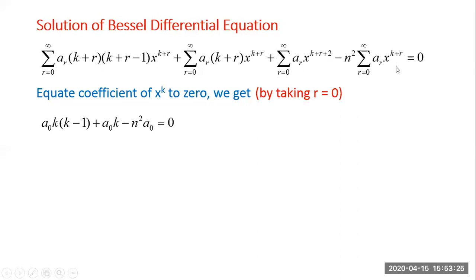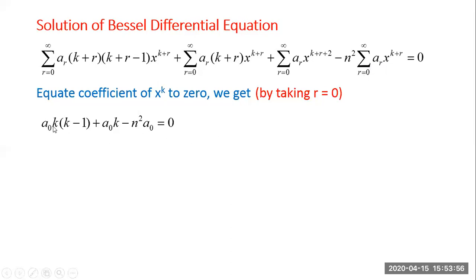Here, if I substitute r equal to 0, I get x power k. The coefficient becomes minus n square into a naught. So by taking r equal to 0, the coefficient of x power k will be a naught k into k minus 1 from the first term, a naught into k from the second sum. In the third term, I don't get x power k, so ignore the third one. From the last term, I get minus n square into a naught. So equate that to 0.